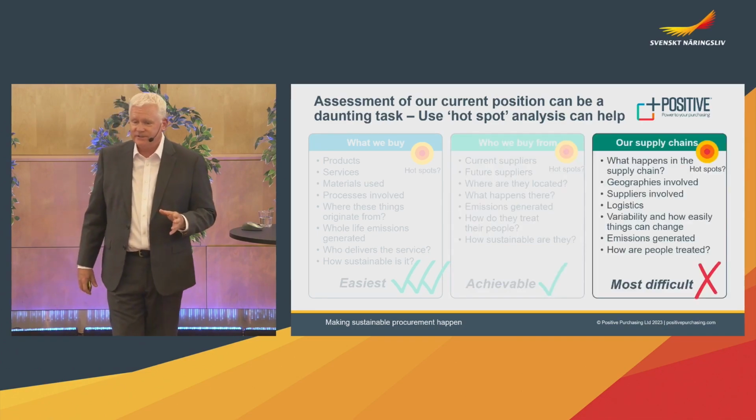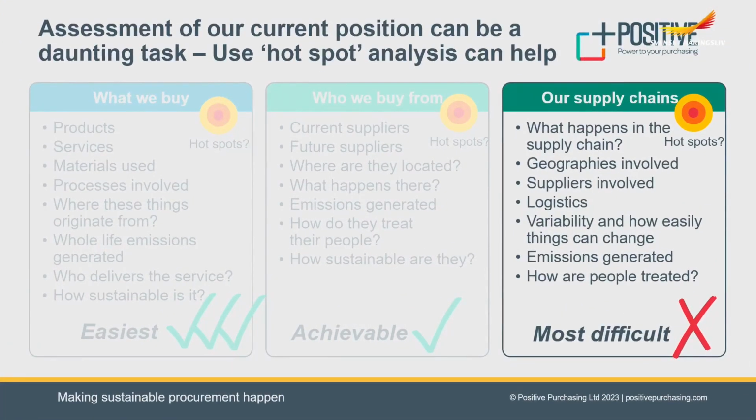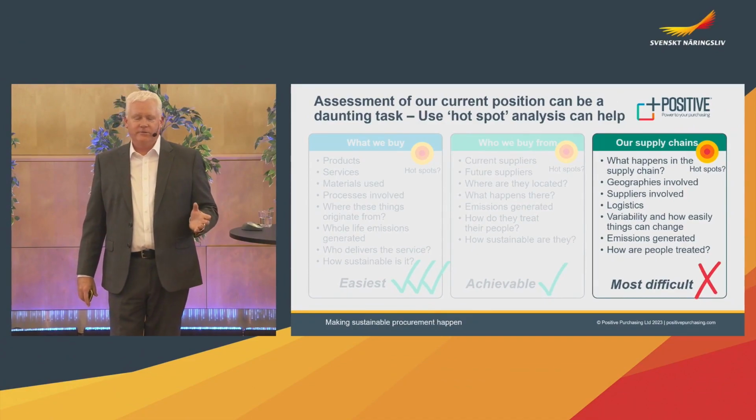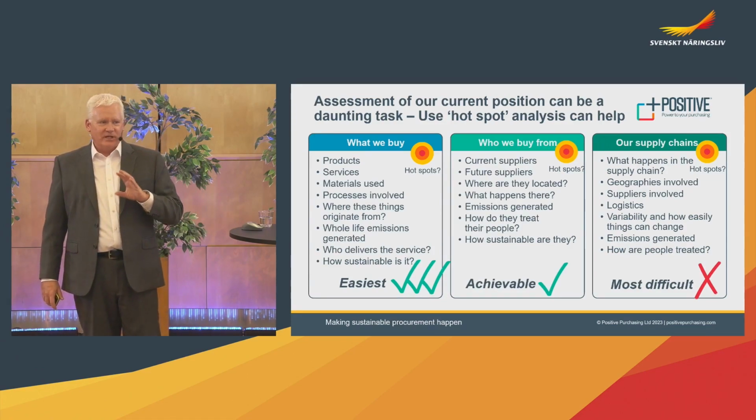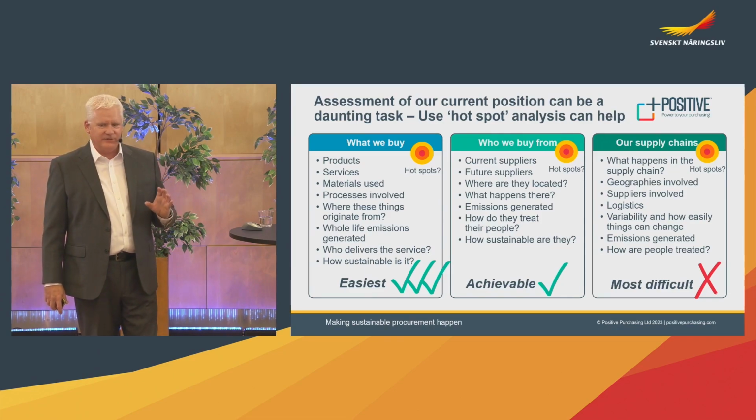And then we've got our supply chains. So what happens in the supply chain? What are the geographies involved? Where does it travel through? What are the suppliers? What are the logistics involved in doing that? How can things change? If you understand a supply chain today, could that change and actually tomorrow it's completely different? And where are the emissions generated? If you think it's hard to understand the emissions from your immediate suppliers, think how hard it is to understand the emissions in an entire supply chain, because your suppliers don't know that. So you've got to help them figure that out. And who's involved? How are those people treated? So when we start to look at this, data understanding becomes a key inhibitor. So we need different approaches here.